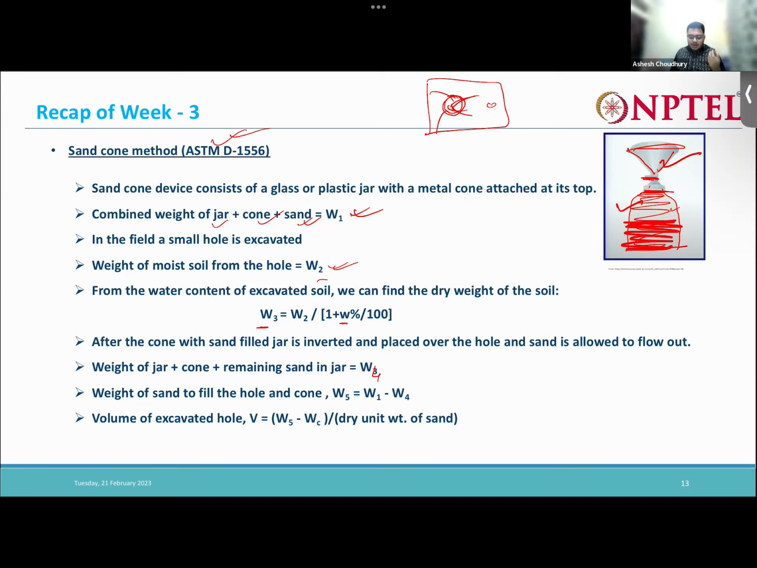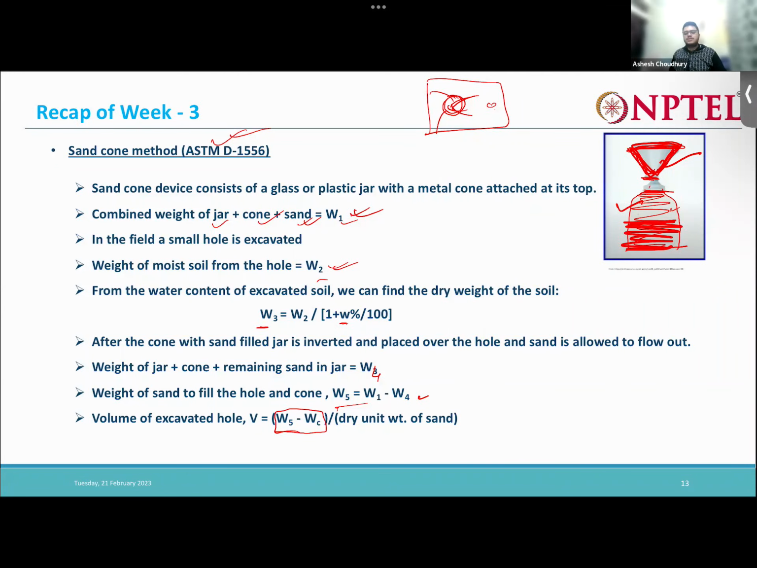So how much amount of sand has actually filled the cone and the hole in the ground? How can we find that out? If we deduct W4 from this W1, we can get the amount of sand that has filled our hole and also this cone. If we deduct that, we find this weight W5. Now from that W5, if we deduct the weight of the sand only in this cone, a certain amount of weight of sand it can hold, right? So this is the weight that will be obtained, W5 minus W6.